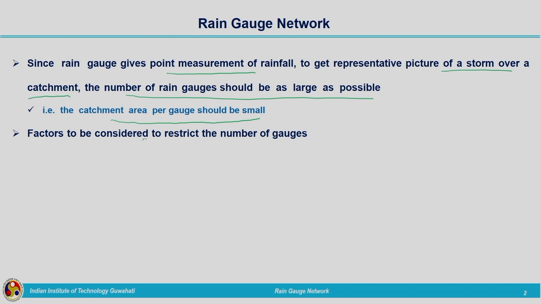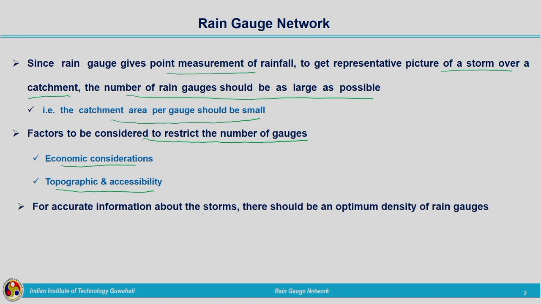Now, different factors need to be considered to restrict the number of rain gauges. We cannot place so many rain gauges in a particular area. That is good in one way, that we get measurements at different locations, but from an economic point of view, it will not be okay. So, the factors to be considered to restrict the number of rain gauges are economic considerations and also topographic and accessibility conditions. We need to take economic conditions into account because we cannot provide a large number of rain gauges if it is not required in such a small area. Other than that, topography and accessibility also matter, because where the rain gauge is present, we need to have access to that particular location. It is not like the satellite measurement of rainfall.